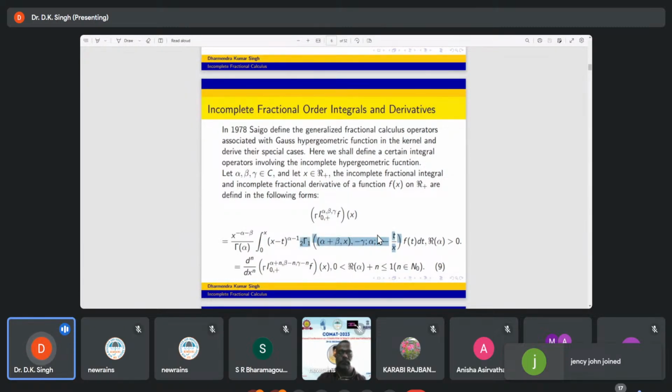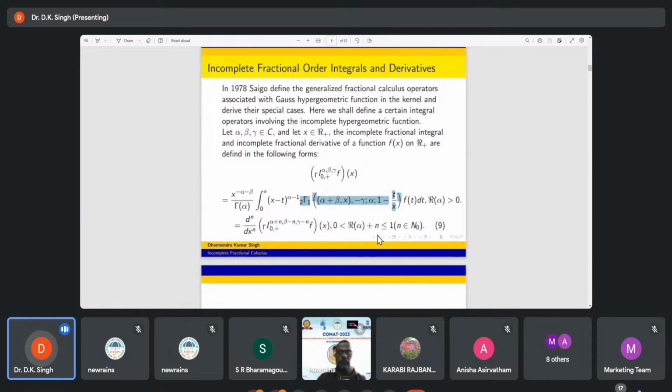So that's why we call these the incomplete fractional order integrals and derivatives. This is the notation of a fractional integral. It represents the limit of the integration, from 0 to x, and this limit of integration also uses an incomplete gamma function.